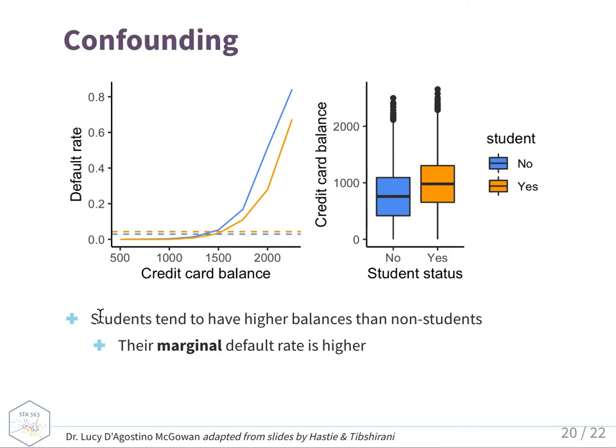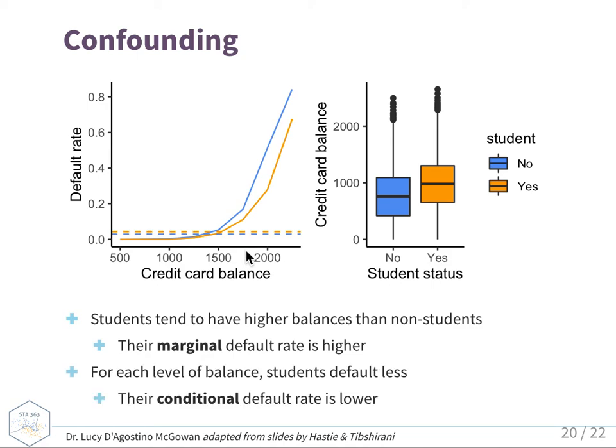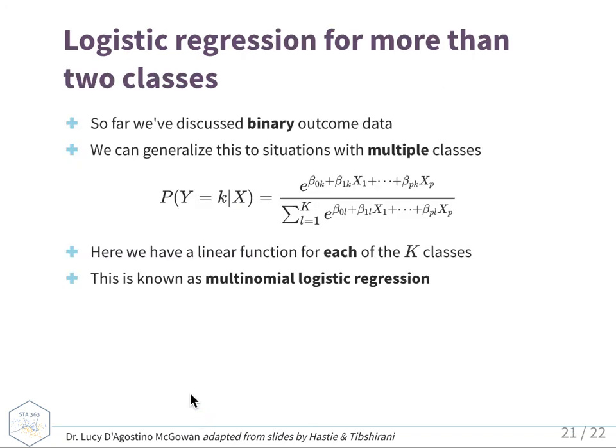To say that in statistical terms, students tend to have higher balances than non-students, which means their marginal default rate is higher. The marginal effect is that model that only included student in it. That's why this dashed line for orange is above the dashed line for blue. But for each level of balance, the student default is less. That means their conditional default rate is actually lower. So conditioning on balance, our student default rate is lower than our non-student default rate.